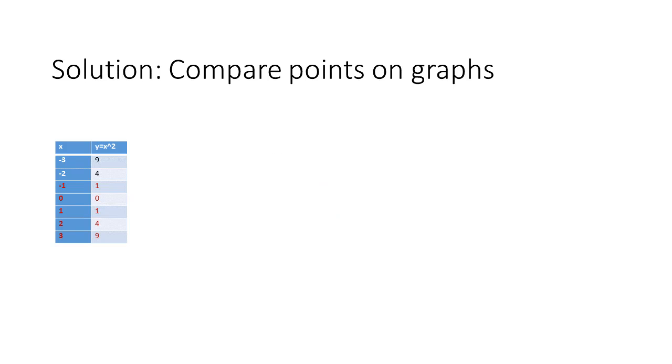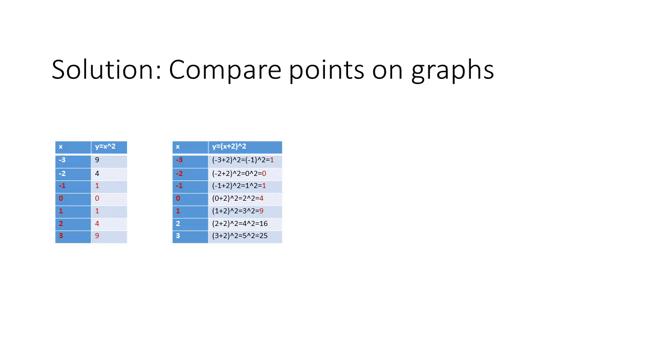We compute the function x squared for x values between -3 to 3 and obtain the y values. We do the same for the h function. Now, compare the y values in the two tables. The y values that are highlighted in red on the first table, 1, 0, 1, 4, 9, also appear in the same order on the right table.